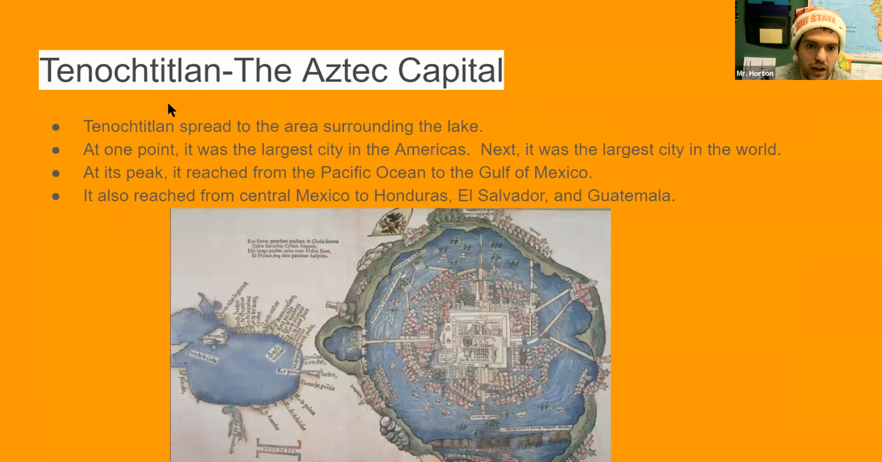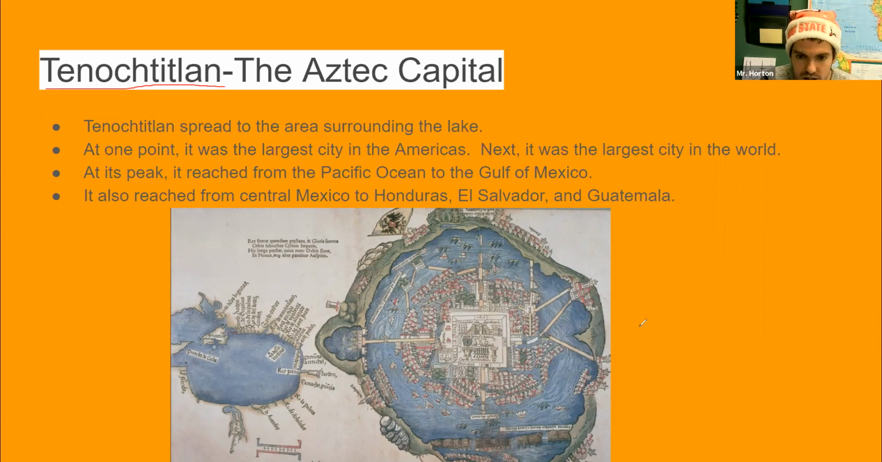Okay, so let's again talk about Tenochtitlan. So Tenochtitlan is the capital city of the Aztecs. And so Tenochtitlan, it's spread to an area surrounding the lake. So this just kind of shows you the bridges that they built to connect to the mainland. And so you have this very big major plaza right in the middle, and then the homes and other small buildings are around the plaza. And so at one point, Tenochtitlan was actually the largest city in the Americas, and at one point it was actually the largest one in the world. Today, it's still one of the largest ones in North America. It's one of the largest in terms of population.